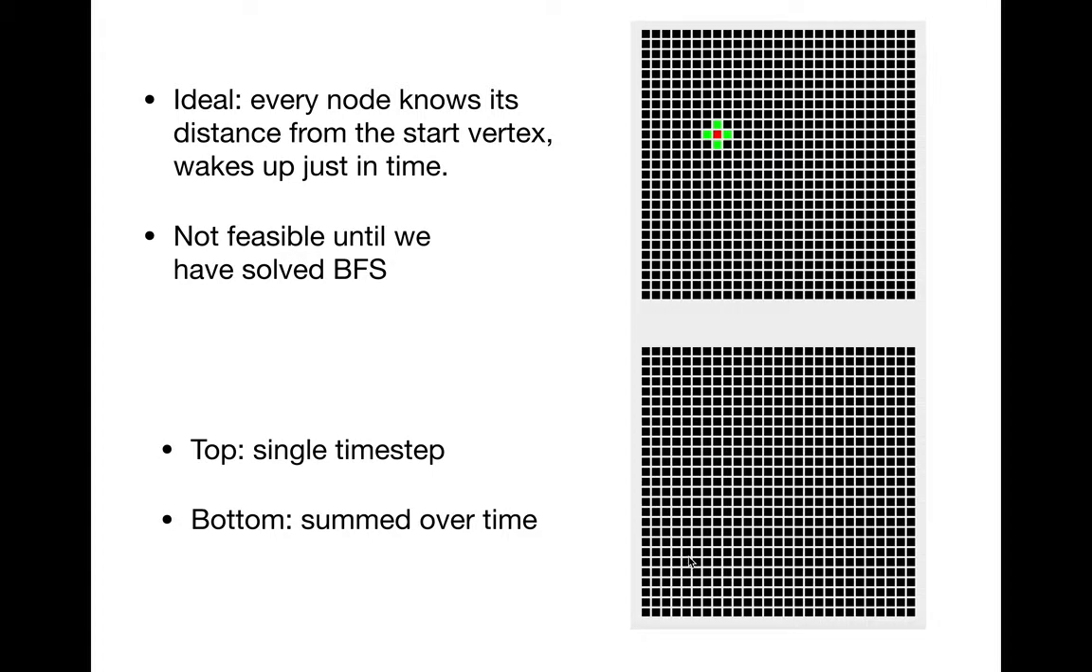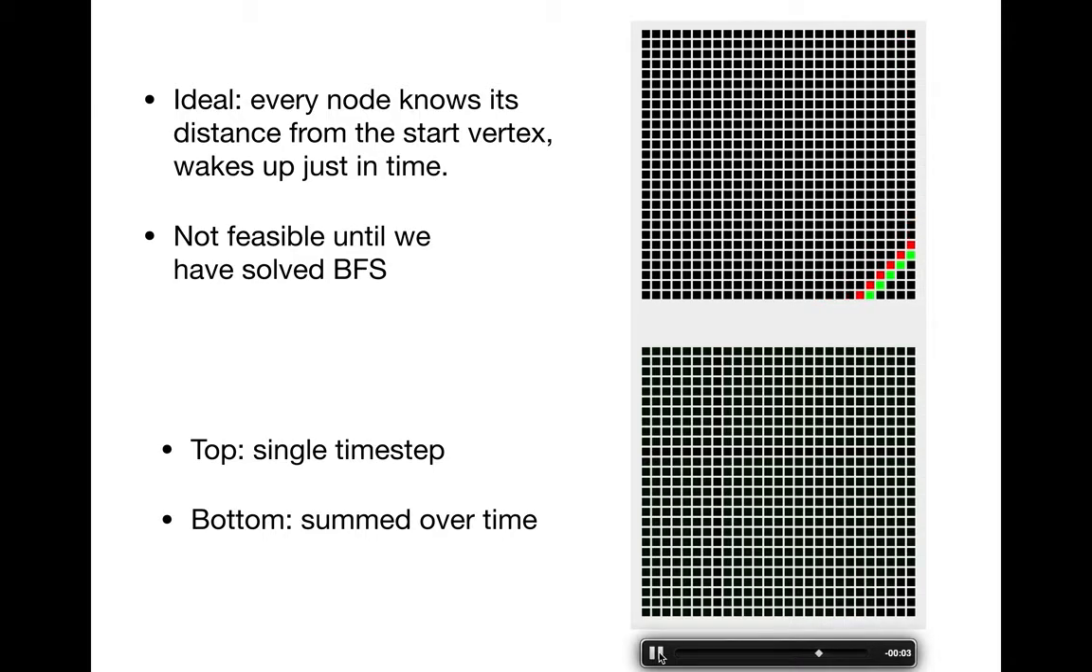Okay, next I want to show you an unattainable but ideal scenario in which every node knows its distance from the start vertex and wakes up just in time. This is the example that we saw before on the line. The frontier expands as before, but the difference is that all these nodes that were before colored green, waiting for the frontier to reach them, this time they don't have to wait. They can sleep during that time. And although they're waiting, they're not spending any energy.